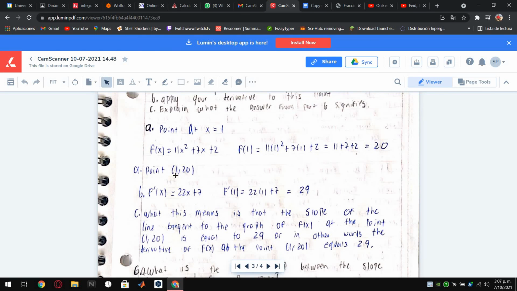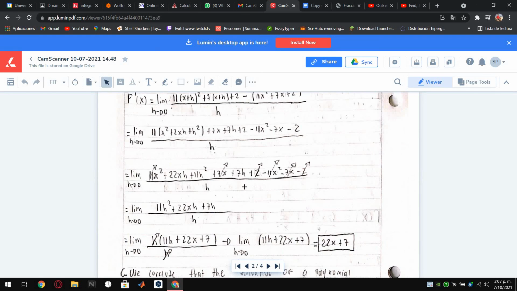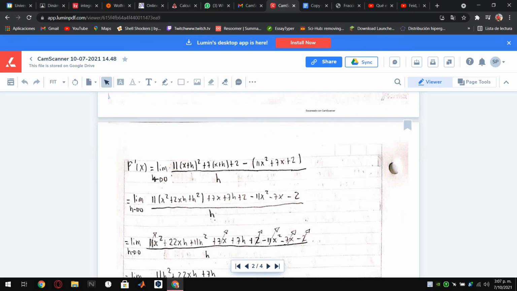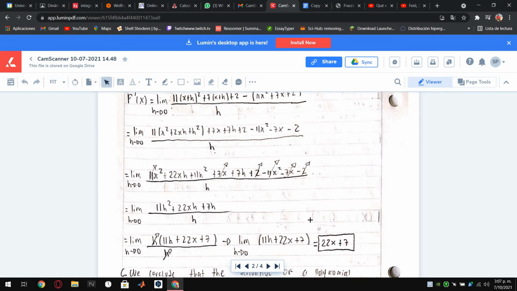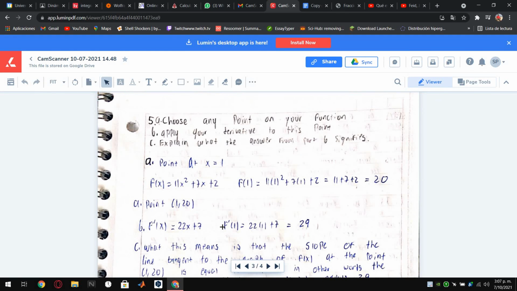You can do it like this, using the formula of the derivative explicitly, or you can do it using the first principles formula. How? You do the same process, but where you see an x, you put the value of the exact point you want to analyze, and then you get the same answer. And that's it.